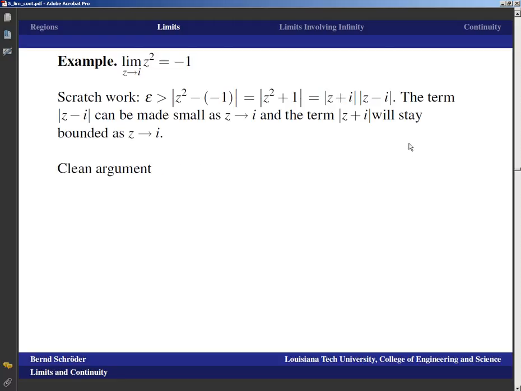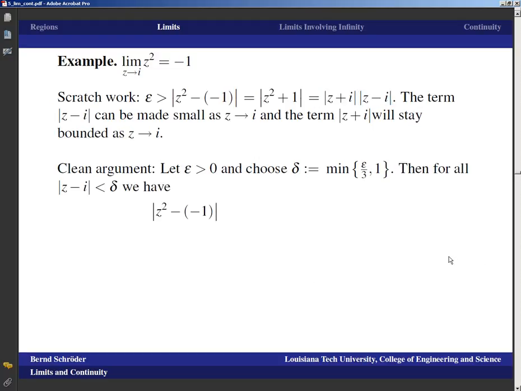And so here's the clean argument. We let epsilon be greater than 0, and we choose delta, and this is sometimes the mysterious part also in analysis proofs. How on earth did people get the idea to choose delta to be the minimum of epsilon thirds and 1? Well, we'll see that in just a second. I've already mentioned that I can make this thing small, but it's multiplied by something, and I said, well, I can probably make this thing smaller than 3. So that means this epsilon thirds is kind of motivated by what I've set up here. We'll see in the end, it's just chosen so that the final estimates work out.